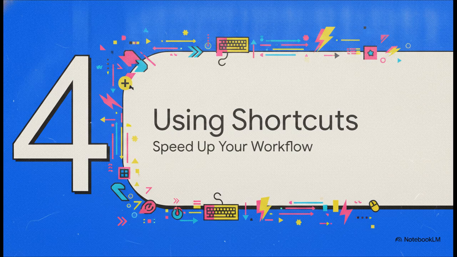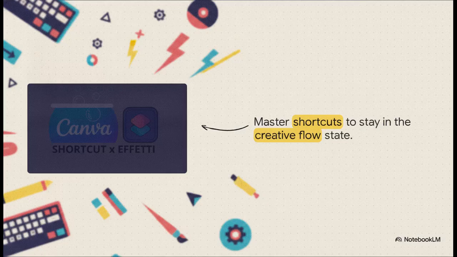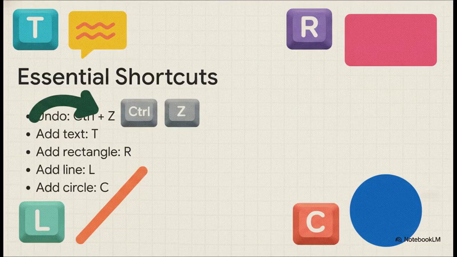Let's speed things up in Section 4, Creating and Using Shortcuts. If you want to get into that elusive, creative flow state, memorizing a few keystrokes is the ultimate unlock. These are your absolute essentials. Just tapping T for text or R, L, N, C for rectangles, lines, and circles, it completely removes the need to hunt through endless side menus. And of course, there's Control-Z, which is the ultimate safety net for any designer.